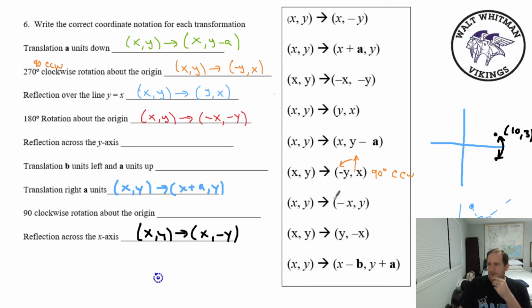Okay, so next we see they're changing the sign of x. So again, our little point over 10 up 3. If they change the sign of x, then we're going to go left 10 and up 3. And hopefully you can see that is just a reflection over the y-axis. So to reflect over the y-axis, we'll use that rule, the rule that just changes the sign of x only.